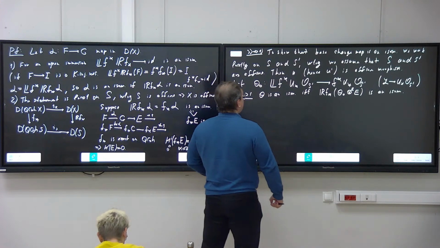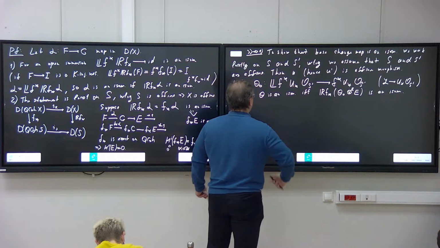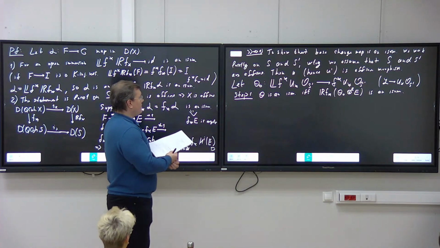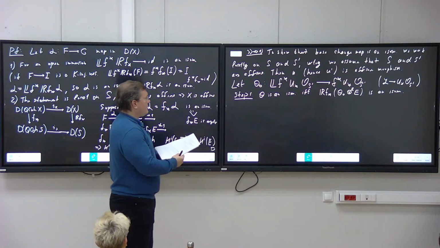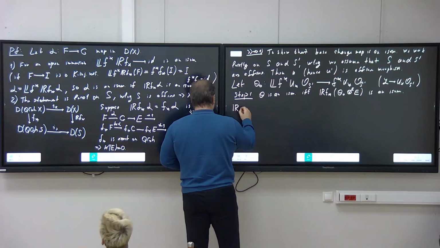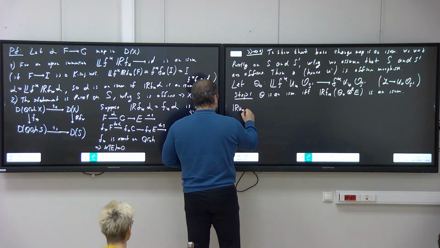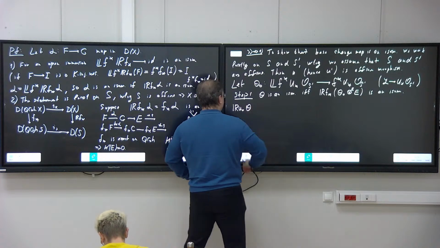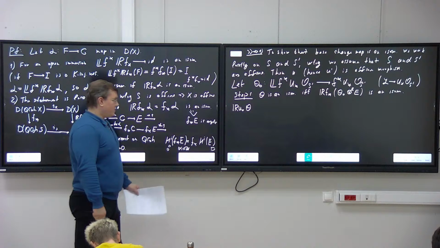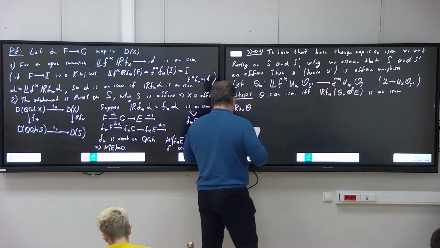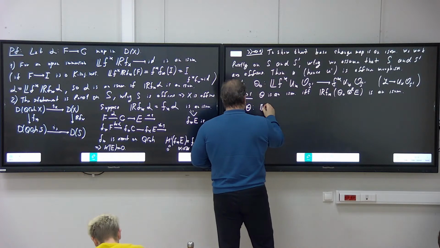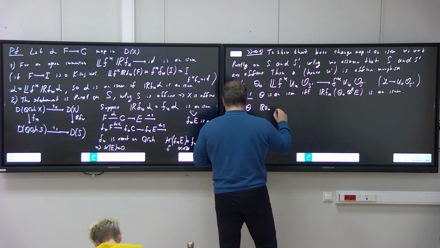Since U is an affine morphism, and I just proved the lemma that R U lower star is conservative, I'm going to look at R U lower star theta. If I can show that this is an isomorphism, then theta is an isomorphism. So let's do this. This will be a map from the R U lower star.